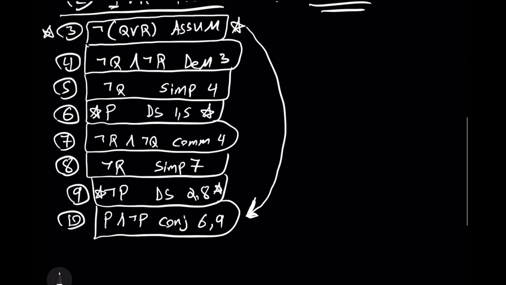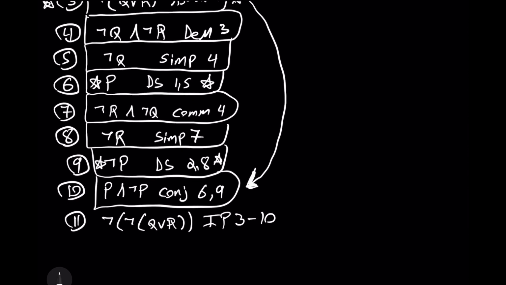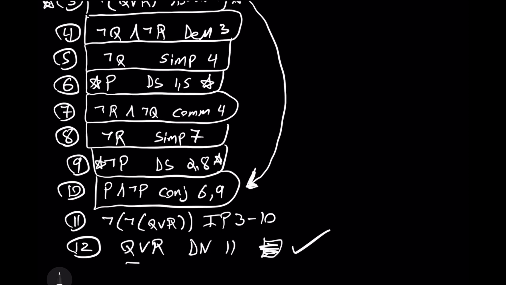So for line 11, we'll say it's not the case that Q or R by our indirect proof with lines 3 to 10. And then we'll just apply our double negation. So we have this not, so that's just Q or R. Double negation, line 11, and therefore we've proved what we wanted to prove. Q or R is the case.